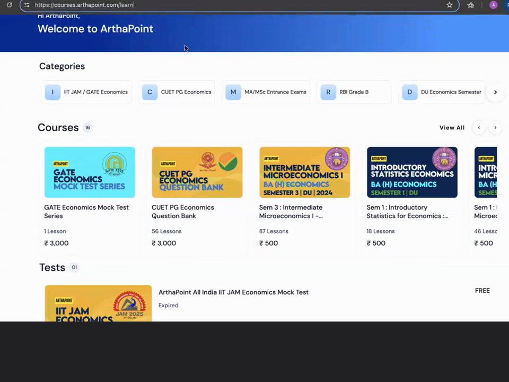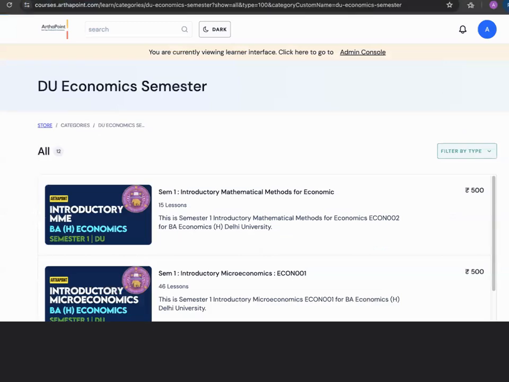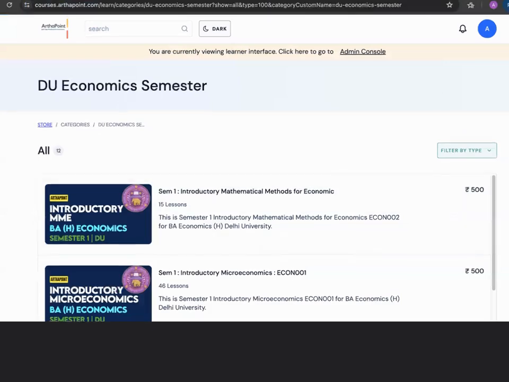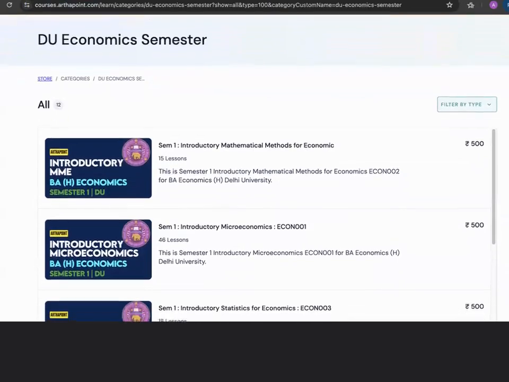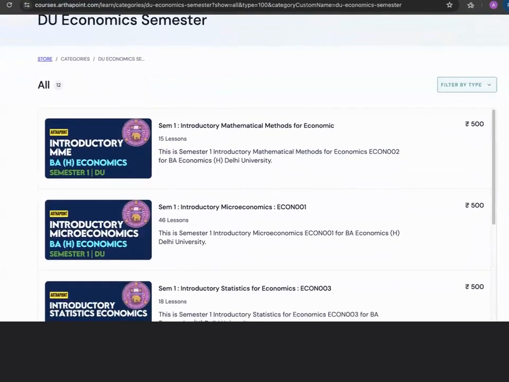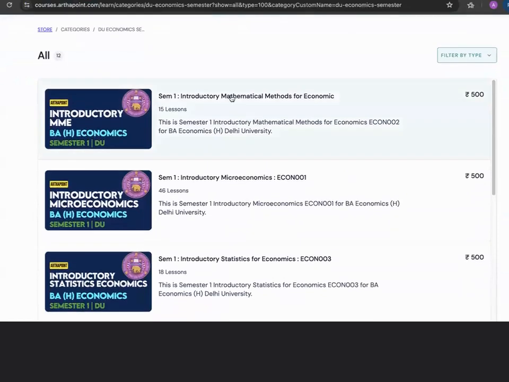Courses.earthapoint.com learn. And here on this portal, beta, you can have a look at various categories of courses, which is IIT JAM, CUET, MA Economics, DEPR, DU semester courses and whatnot. If you click on DU semester courses, you will be able to see the various courses on the portal which are available to you.